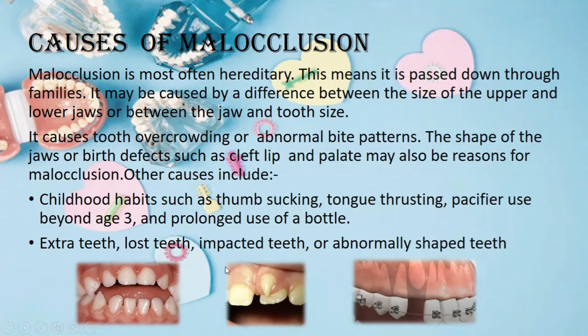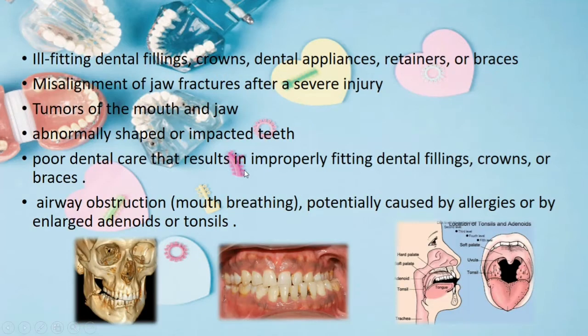Extra teeth, loose teeth, impacted teeth, if we have an impacted upper canine or abnormally shaped teeth. Opening denture, opening dental filling, crowns, dental appliance, retainer or braces. Misalignment of the jaw fracture after the severe injury. If we have a fracture in the mandible as clear in the picture, we will have shifting. Tumor of the mouth and the jaw. Also as clear in the picture, we have a tumor in the mandible, so we will have shifting laterally.